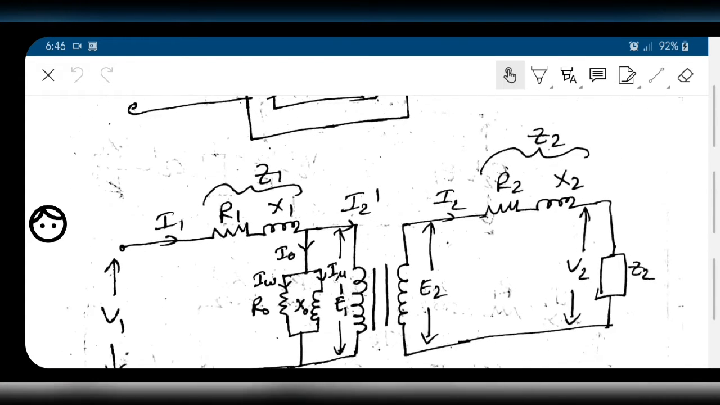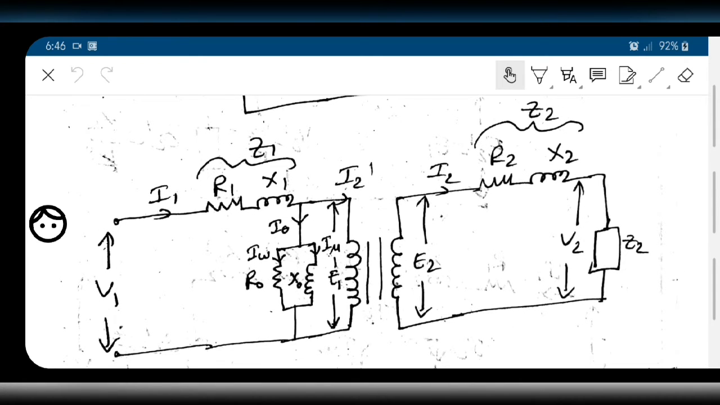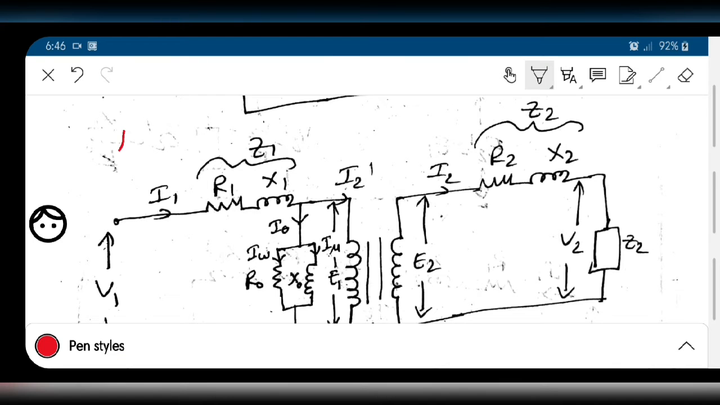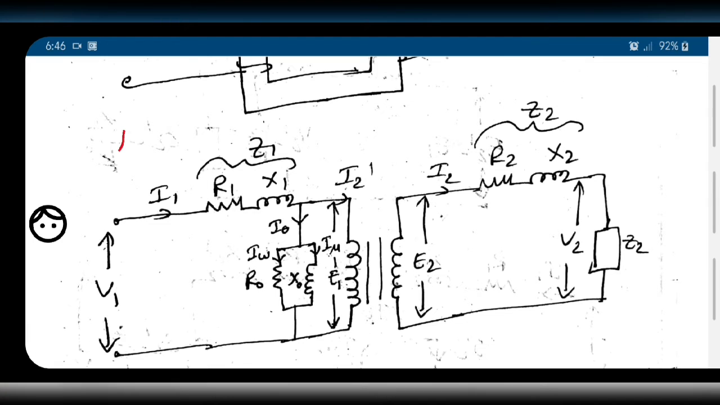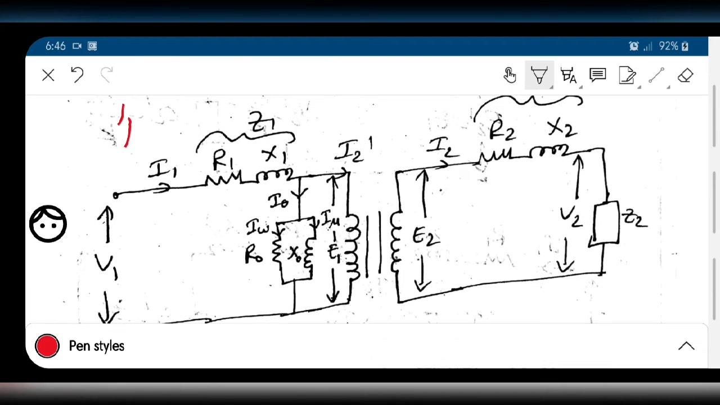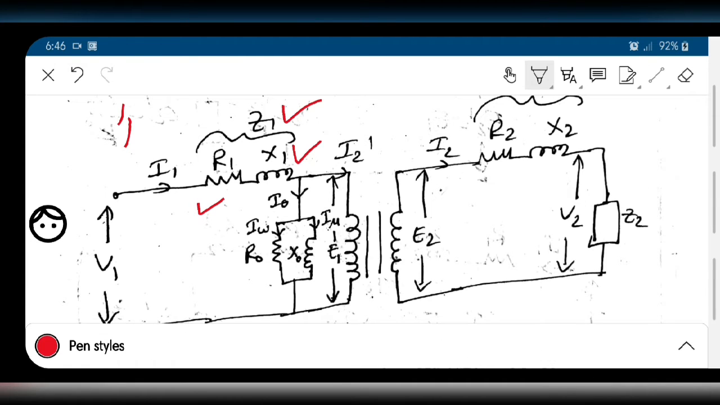Moving on to the next diagram. So this is the equivalent circuit of transformer. Here to explain, we have R1 and X1. R1 is primary resistance, X1 is primary reactance. The combination of these two is primary impedance Z1.